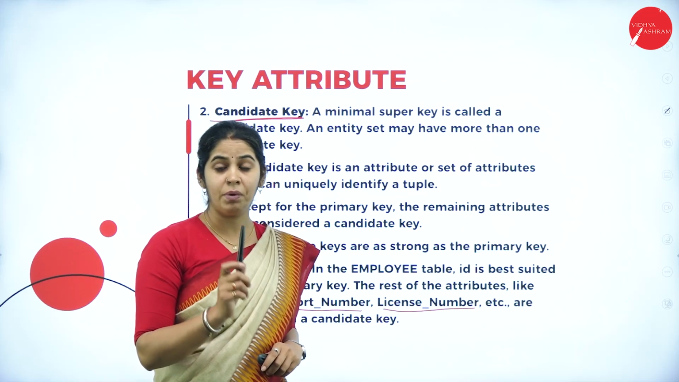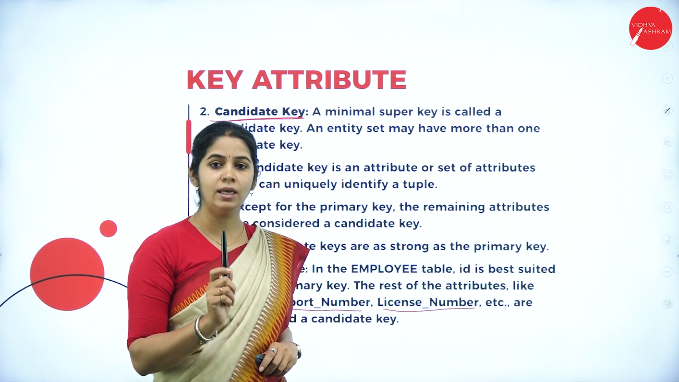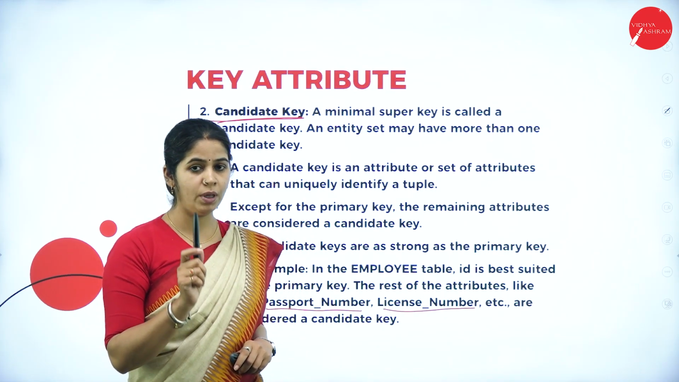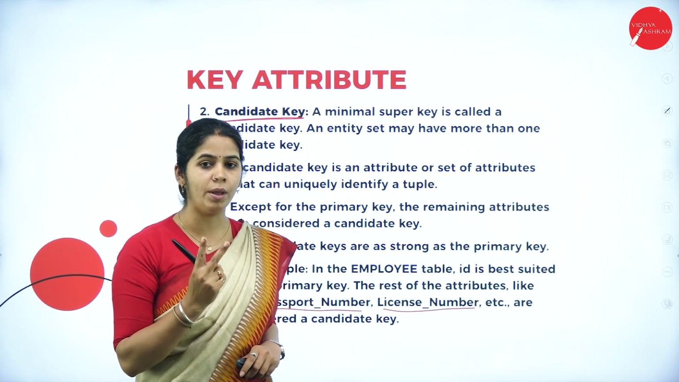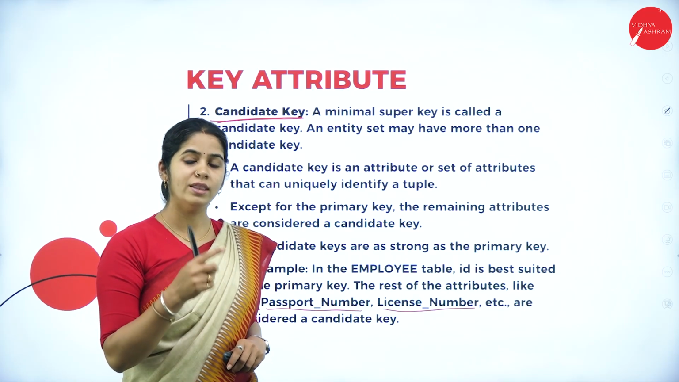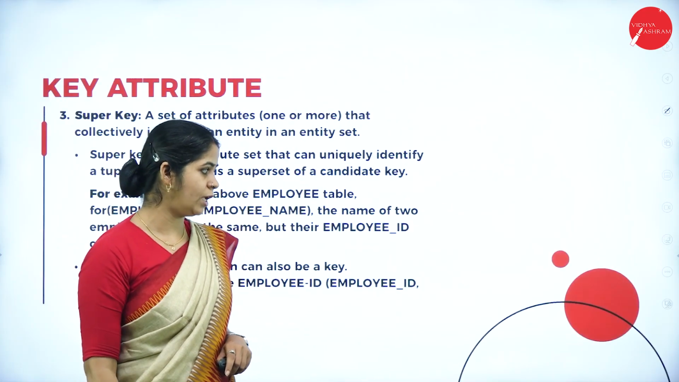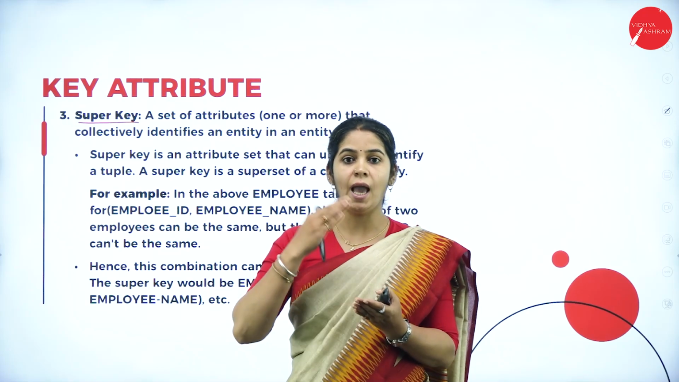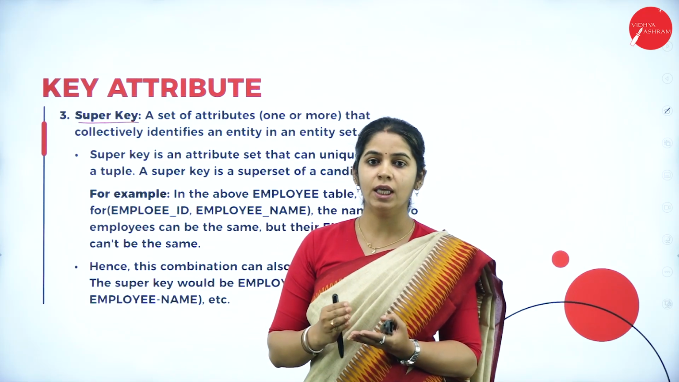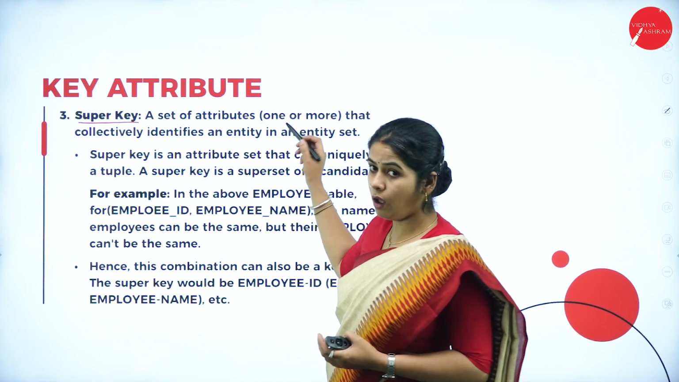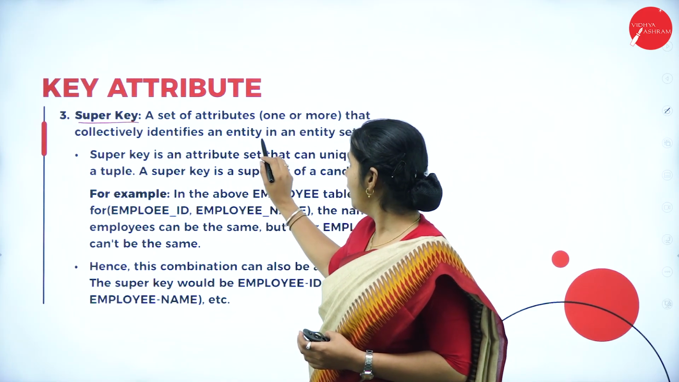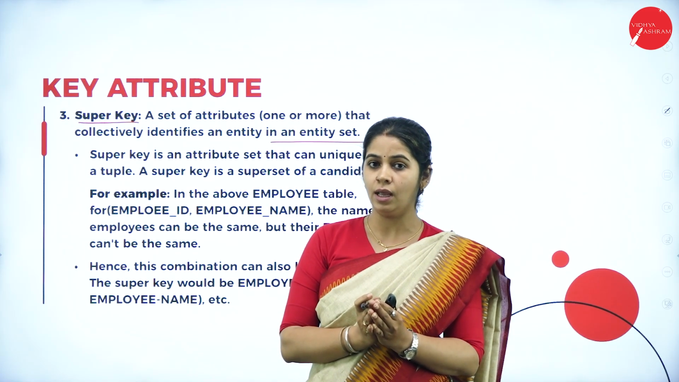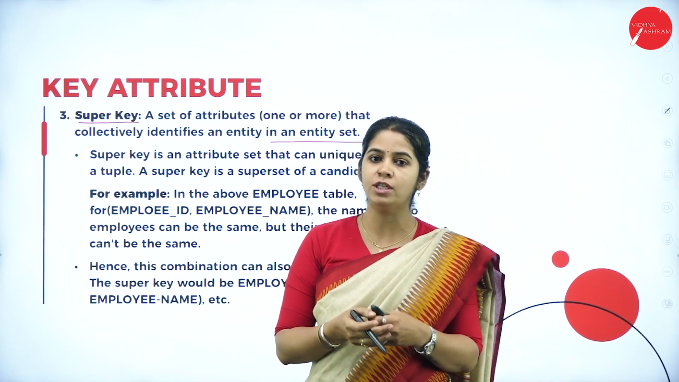Keep in mind that the primary key should be only one, but a candidate key does not have any such restriction. When we say the table is defined by the primary key, there should be only one primary key. We cannot have two primary keys for the same table. Though the values are unique, you should have only one primary key. Next, a super key is a combination of primary key and candidate key, or candidate key and candidate key. So these combinations will give you the super key. It is a set of attributes, one or more, that collectively identify an entity in an entity set. Collectively, together, they identify the entity in the entity set. It means combining two keys together forms the super key.